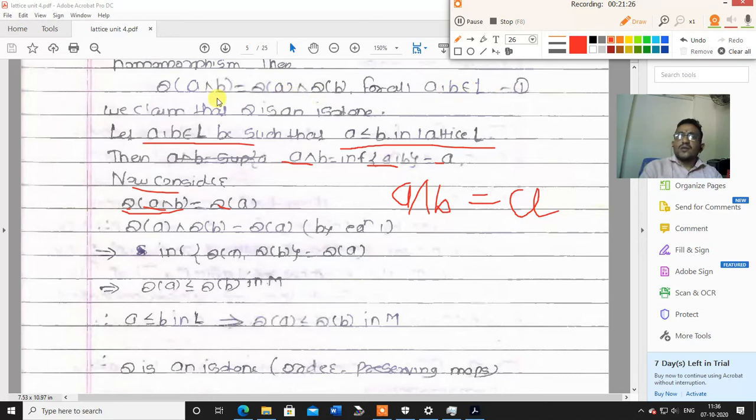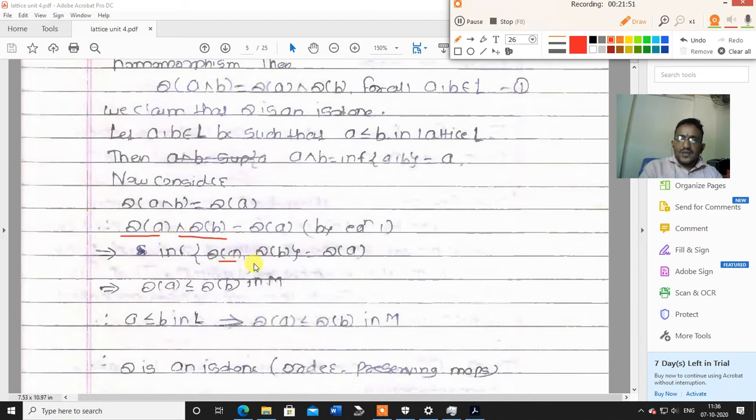What is theta here? Theta is a homomorphism. What is theta of A meet B? By equation 1, it is theta of A meet theta of B, which is theta of A. So from our observation, the infimum of theta of A and theta of B is equal to theta of A. Therefore, this implication gives the information that theta of A is related to theta of B in lattice M.